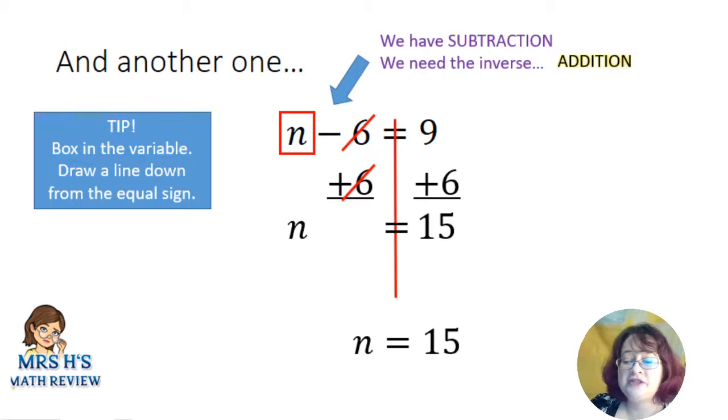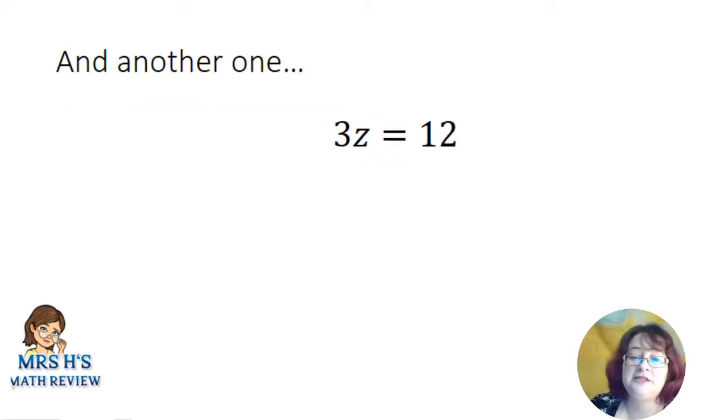Now, we've tried addition, subtraction. Let's try multiplication. Here I have 3z equals 12. Now, just because there's no multiplication sign in between 3 and the variable doesn't mean that there's no operation there. A number beside a variable means multiplication. So 3z, 3 times z.